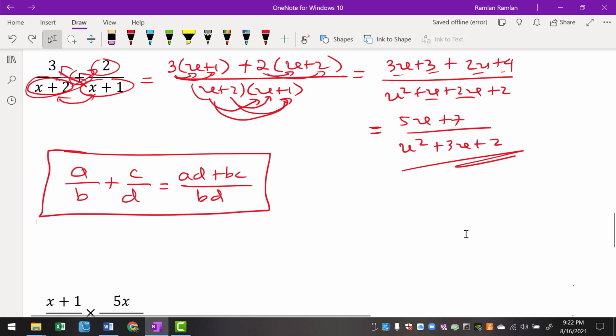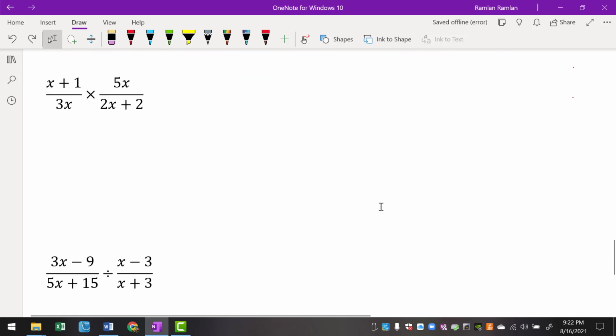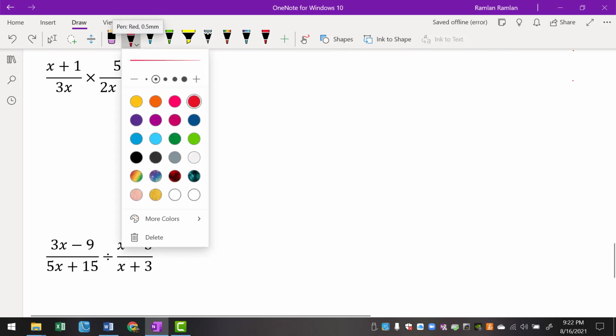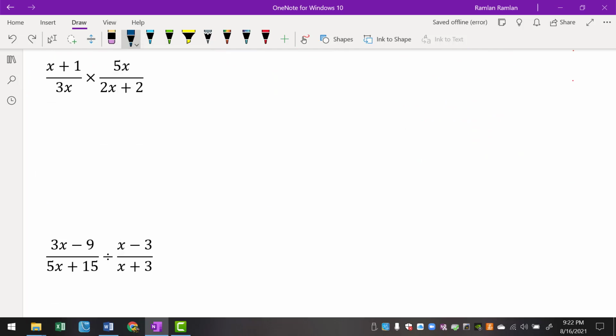Okay, we have done the addition and subtraction. Now we go to the multiplication. Multiplication and division is a lot easier than addition and subtraction, right? Remember, if I have 2 over 5 multiplied by 3 over 4, this is just multiplying the numerator with the numerator, and the denominator with the denominator.